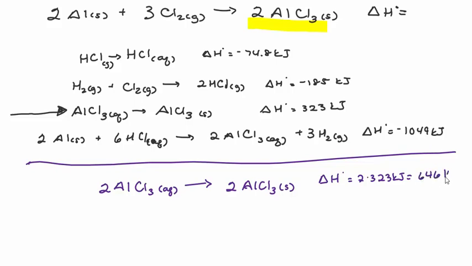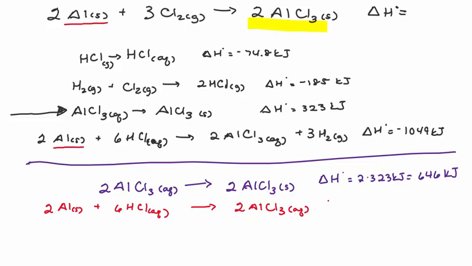Now I also have aluminum metal, so solid aluminum on the reactant side. I need solid aluminum on my reactant side here. I need 2 moles, I have 2 moles. So I'm going to write that step just as it is presented. So 2 moles of solid aluminum reacting with 6 moles of hydrochloric acid, and that's aqueous, react to form 2 moles of aqueous aluminum chloride and 3 moles of hydrogen gas. So because it's just as written, there's nothing I need to do to the H value. I just write it down as it's presented, negative 1049 kilojoules.